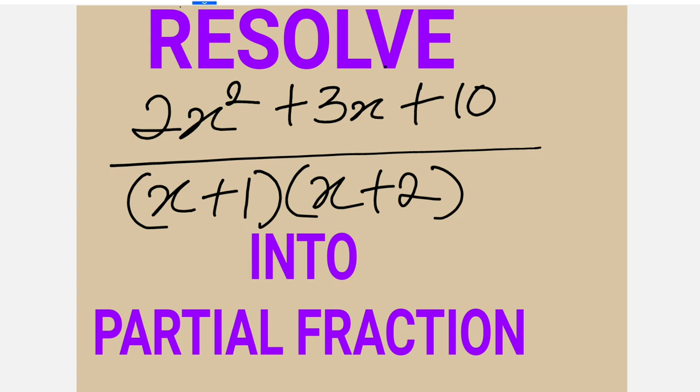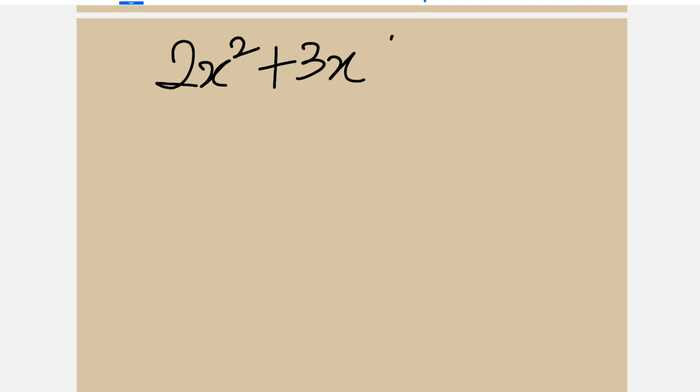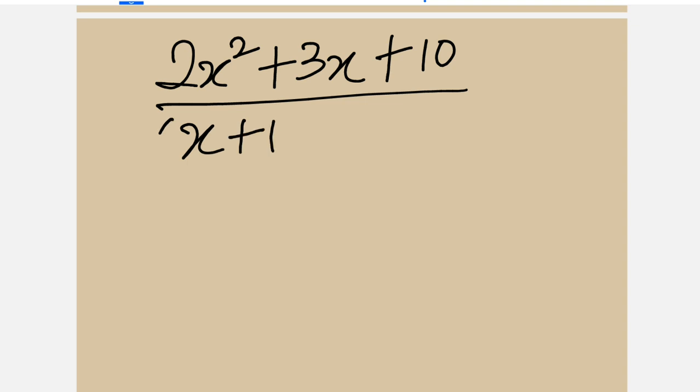To solve this into partial fractions, the first thing you are going to do is divide the numerator by the denominator. So let's start solving. We have the numerator 2x squared plus 3x plus 10, to be divided by (x + 1)(x + 2).